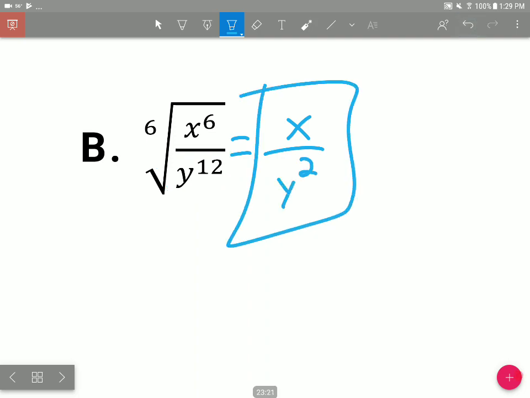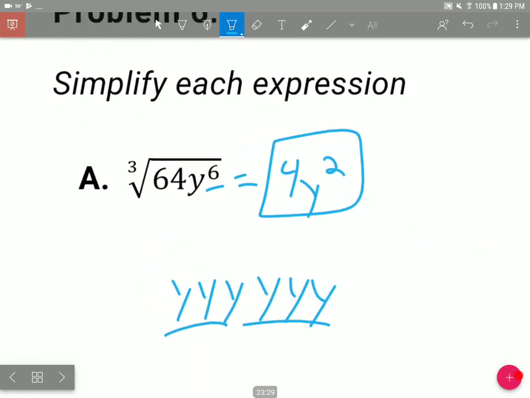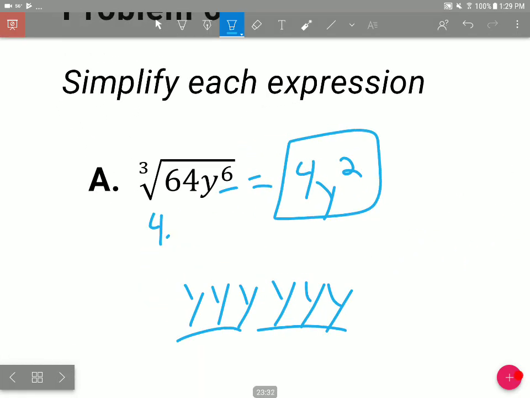So the number on the outside of the root is basically the number of groups? That's how many groups. Which honestly, this over here, the 64, is a group of 3 4s. Does that make sense? So it is the same thing, it's just written a little differently. All right, try C and D. Do C and D real fast.